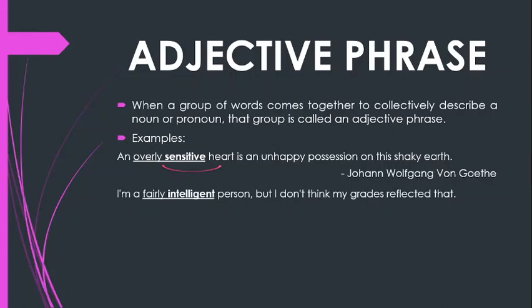Similarly, "I am a fairly intelligent person, but I don't think my grades reflected that." You see here also the highlighted portion, "fairly intelligent." It describes "person," a noun. Right? It describes a person. But "fairly" is an adverb and "intelligent" is an adjective. When they come together, they represent one adjective phrase. They describe the person, which is a noun. So they together come as an adjective phrase, and well, there you have it.